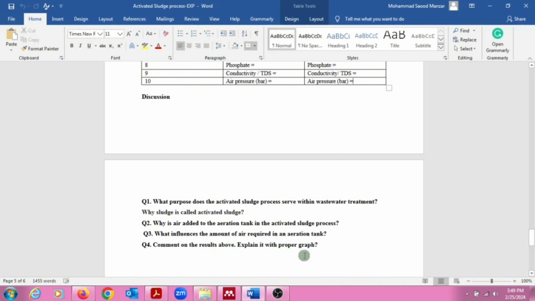We also need to comment on the results that we got from the laboratory, the tryouts that we did in the lab, and explain them with a proper graph. Proper graph means students need to make a plot and then comment: why is this parameter showing a higher increment, why are we getting a lower value? Is our system efficient or not efficient?